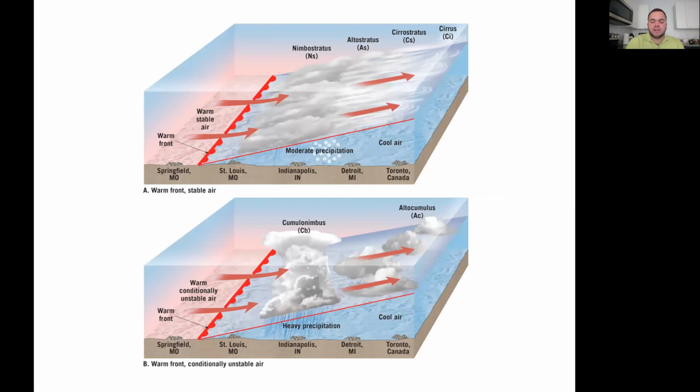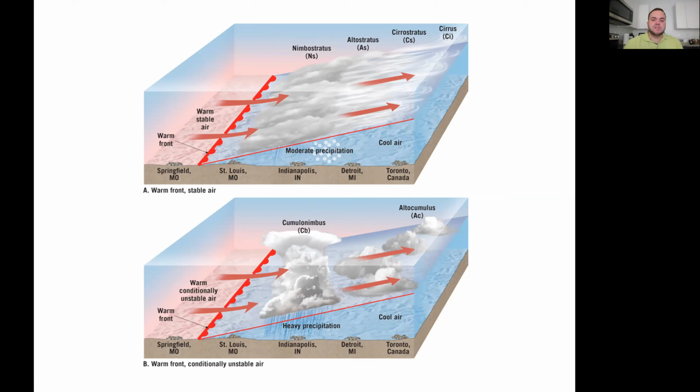Both of these are showing essentially the same thing, a warm front passing through an area. What we're noticing on the far left-hand side, and let's look at the first illustration, figure A, for example: we've got warm air to the left, and you can see the cities down here on the bottom. So we're looking from basically south to north in this case. So warm, stable air is moving to the north into relatively cooler air.